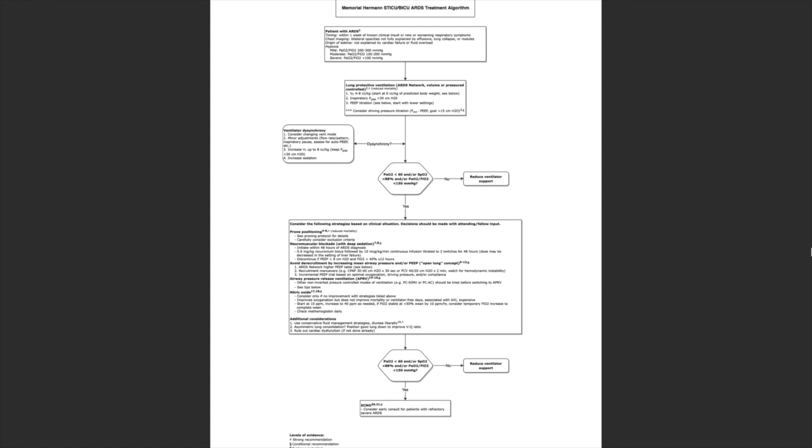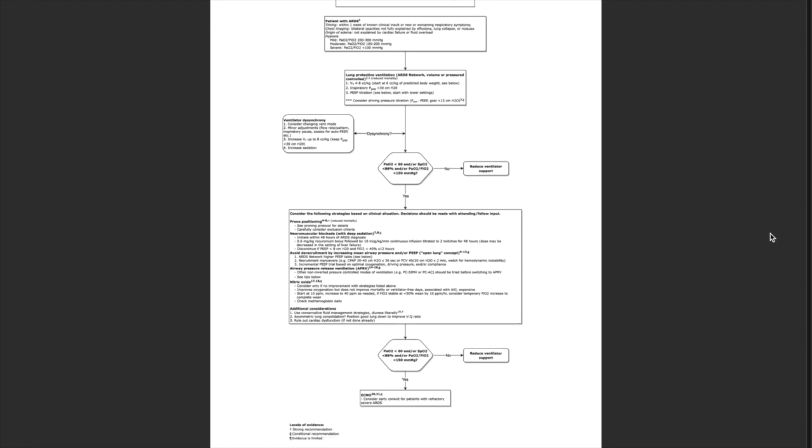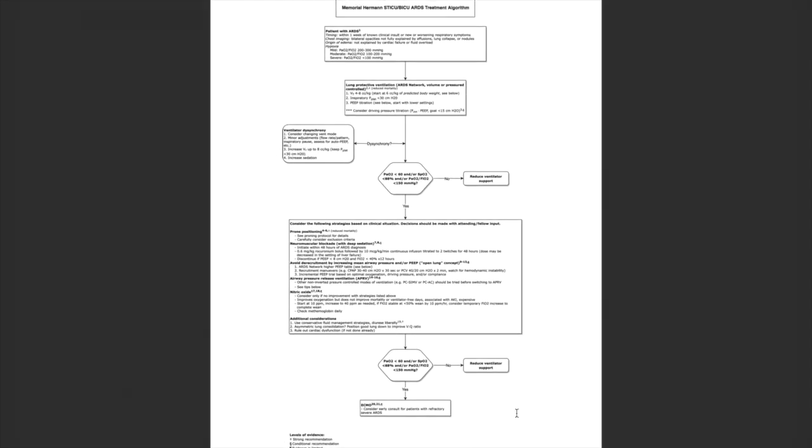It's important to note that this is an algorithm, not a guideline, and that management of ARDS patients remains very much provider and patient specific. With that being said, there is a lot of great high-quality data out there. As you can see, this algorithm links to it, summarizes it, and you can even see that we grade the quality of the evidence.